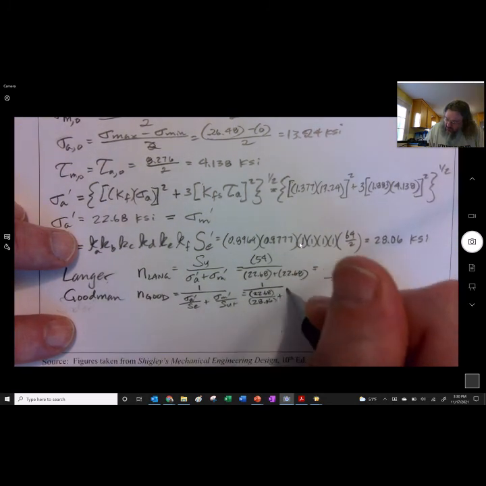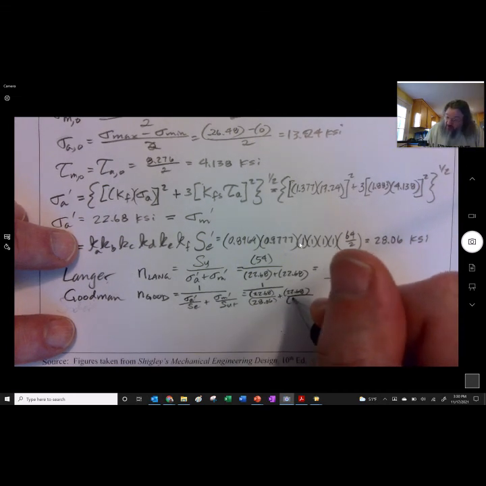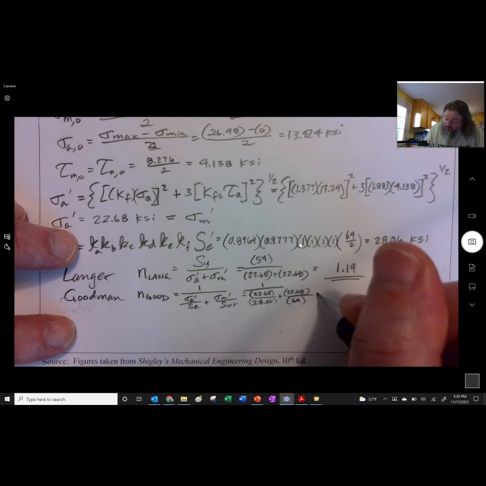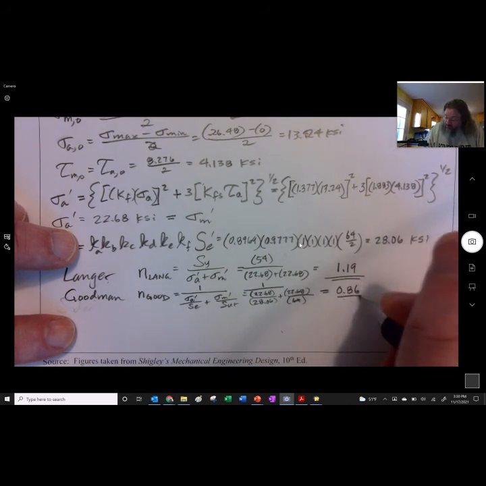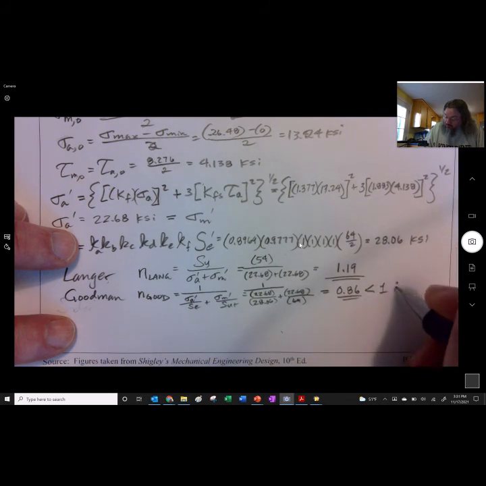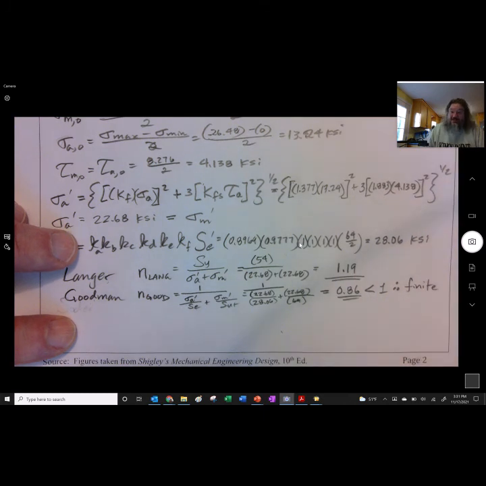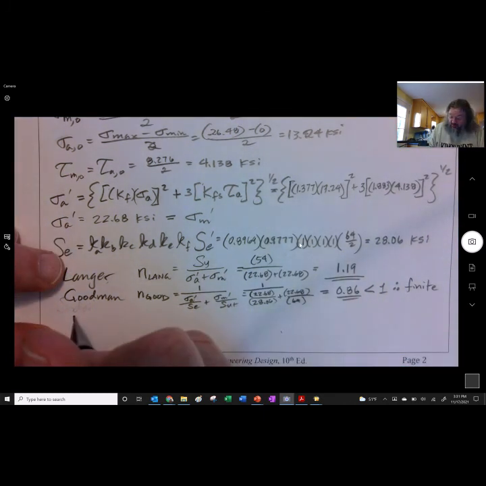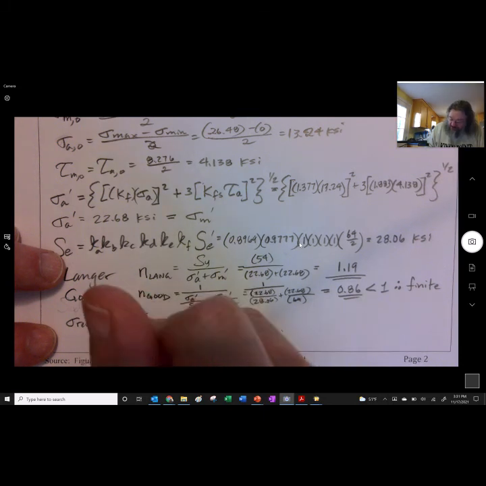0.6 plus 22.68 divided by our 64. And what we're left with is 0.86, which is less than 1, therefore finite, maybe, or not infinite. So we want to get the reversible stress. And that's an equation where we take the alternating and divide it by 1 minus the mid-range divided by ultimate.